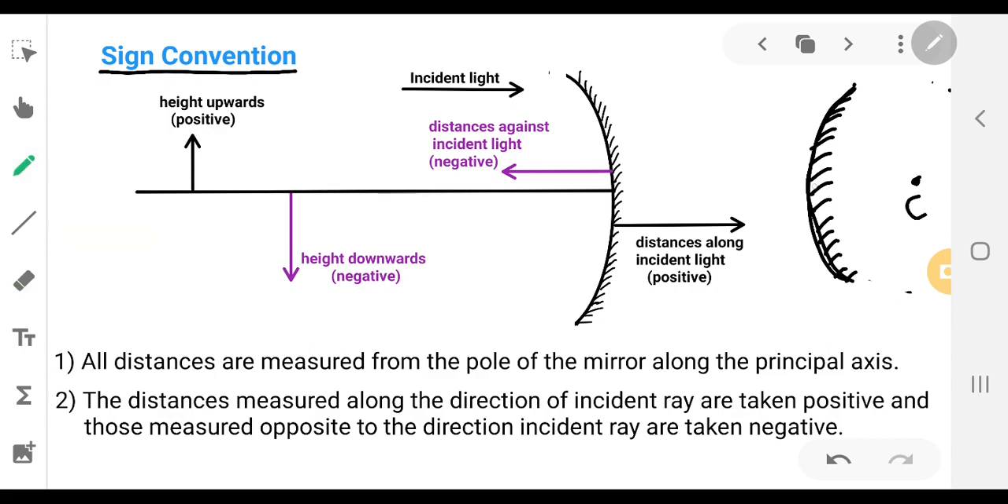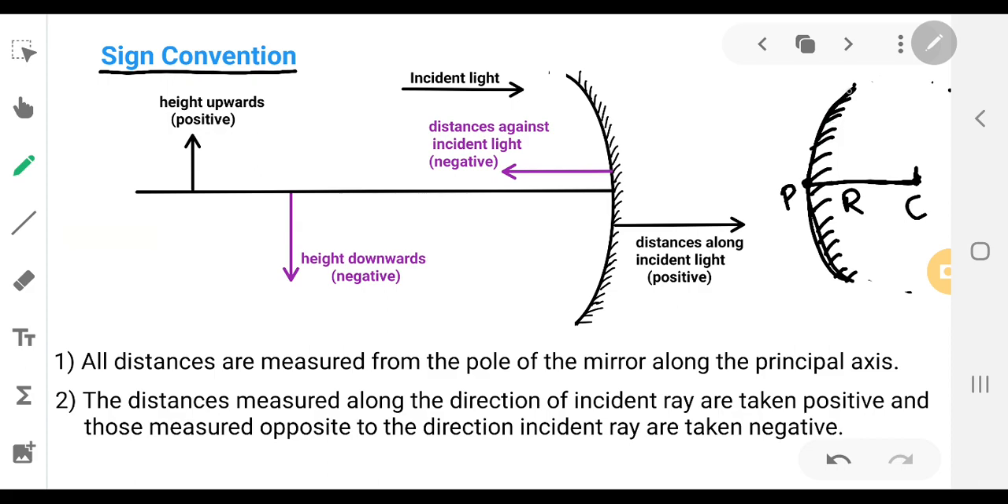So how do we measure the center of curvature? This is the pole, the midpoint of the mirror. From the pole to the center of curvature is the radius. We measure the radius from the pole to the center of curvature.